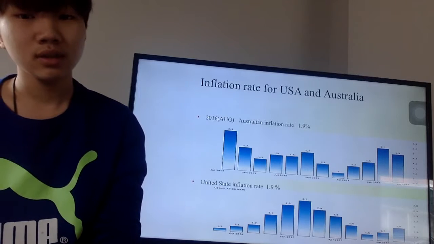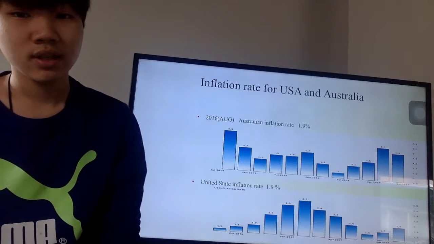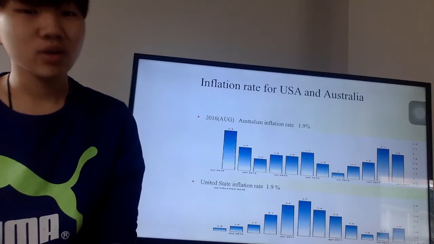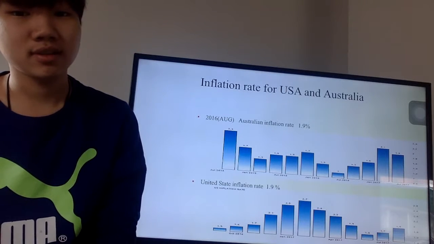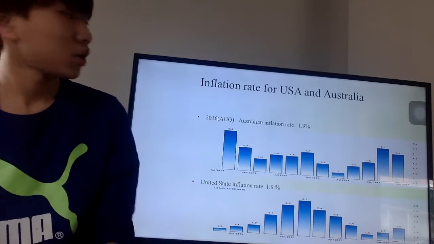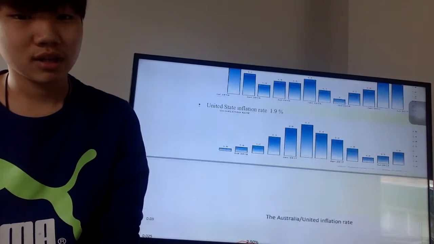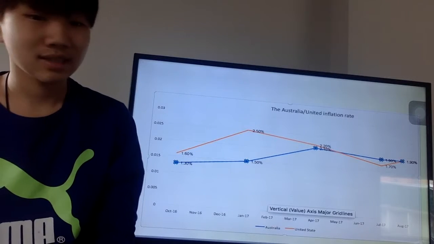In August 2016, the Australian inflation rate increased to 1.9%. The main reasons were petrol up 5.7% and electricity up 2.5%, but partly offset by a 6.7% drop in food prices.